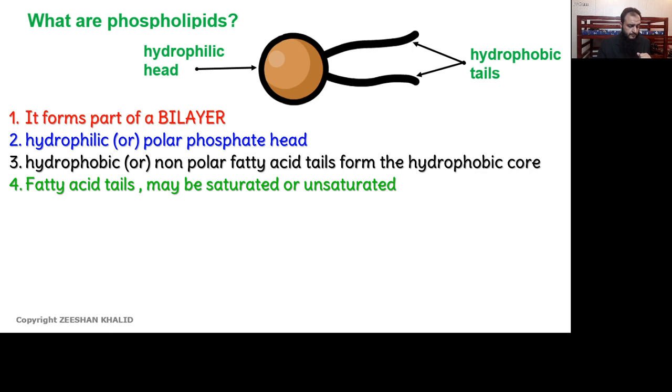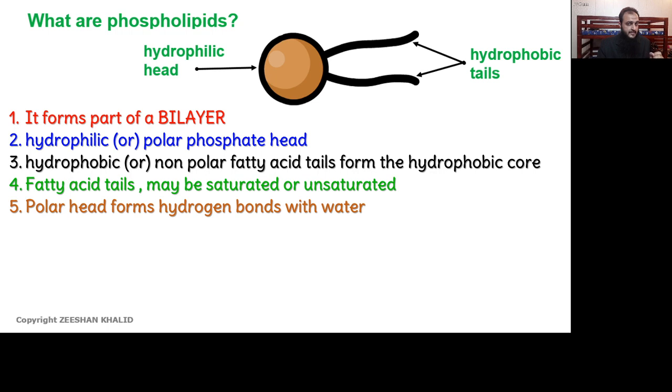Point number 4, fatty acid tails may be saturated or unsaturated, as I explained earlier, in terms of the double bonds. Point number 5, now that's very important. When I say this, I want you to pause the video and really try and understand and let this point sink in. The polar head forms hydrogen bonds with water.